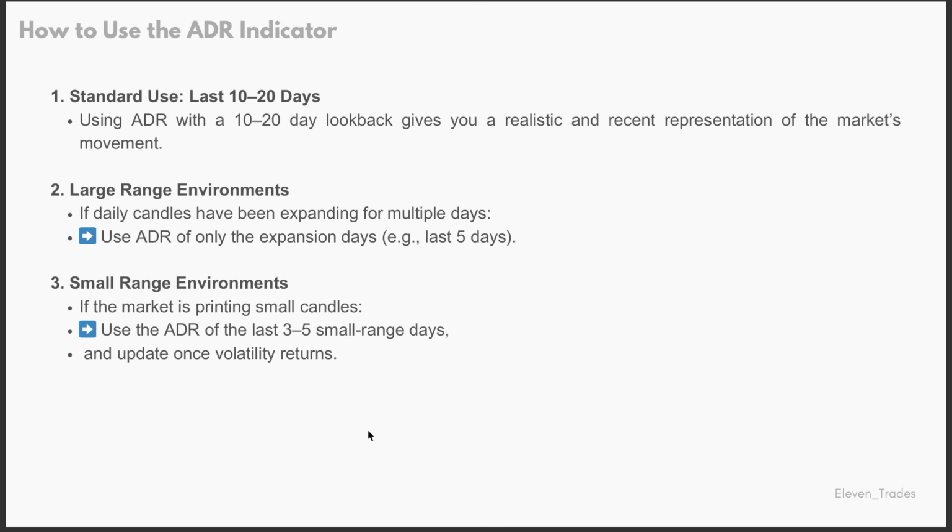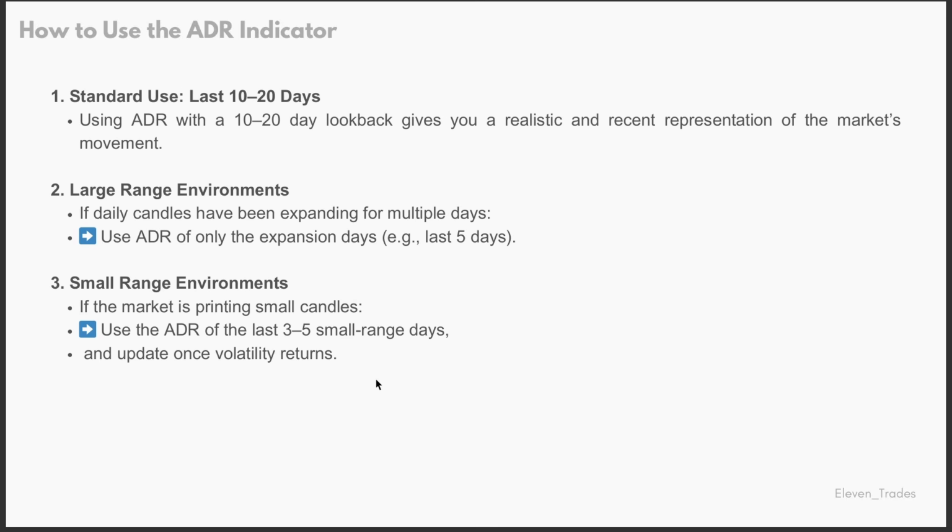Why is that? Because if we are in a small range, the daily candle will be small enough. So you will use the last number of days which are included in that consolidation or small range. The best case is using 3 to 5 small range days, so it can give you a realistic expectation for those small range environments.